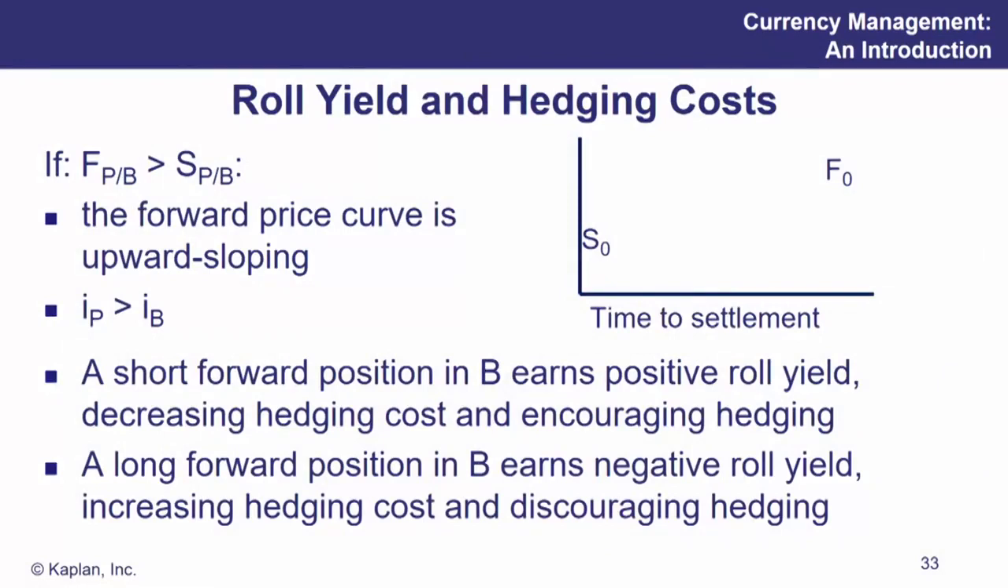If I have a long forward position, well, obviously that's going to be the opposite case. I'm going to have a negative roll yield. That's going to increase my hedging costs and at the margin discourage me from hedging, at least a little bit.